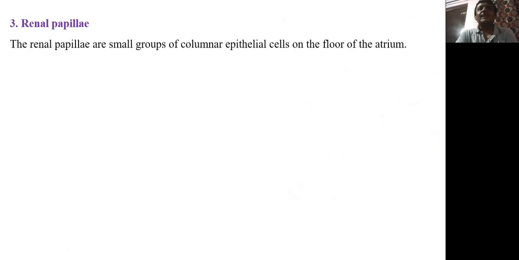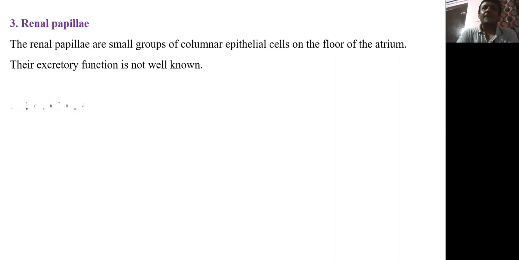The renal papillae are small groups of epithelial columnar cells which are present on the floor of the atrium. So these renal papillae are found on the floor surface of the atrium. Their excretory function is not well known, but still they are present in the atrium, so they are regarded as having some excretory function. But what exact function they perform is not well known. The last part is the brown funnels.